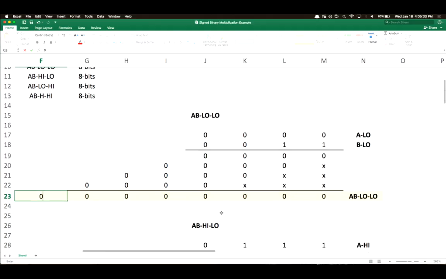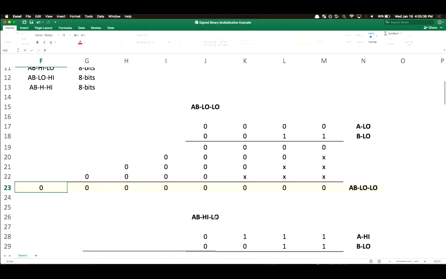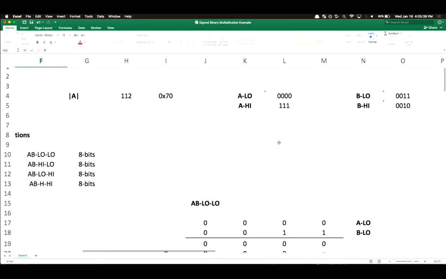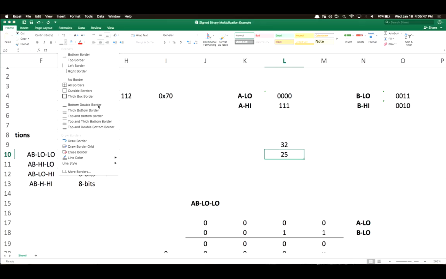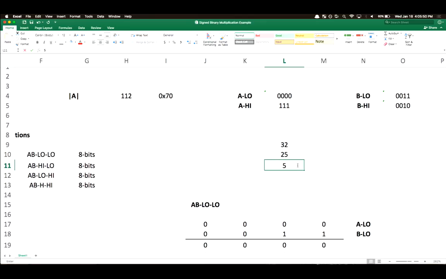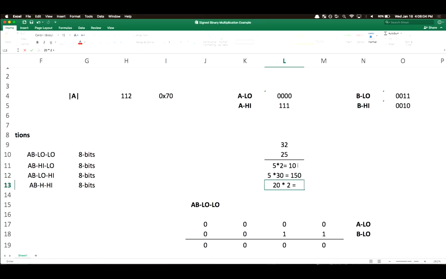And then we want to do AB high low. What this is essentially doing is just like doing regular multiplication. Let's say we have 32 times 25. What this algorithm is essentially emulating is doing 5 times 2 equals 10, 5 times 30 equals 150, 20 times 2 equals 40, and 20 times 30 equals 600. And then when you add those all up, you get the correct product that you're looking for.